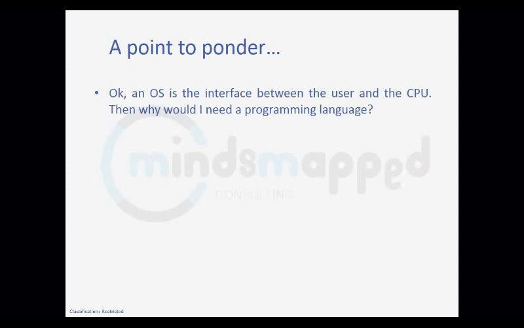Okay, so now we can see that the operating system is the interface between the user and the CPU. Then why do you need a programming language after all? Why do you need something like Java or C, C++, or any of the programming languages, because the operating system is doing almost everything? Yes, it does almost everything, but not everything. There are always a few extra instructions that you want to give, and probably you just want to build an application of your own which handles or automates a part of some particular process.